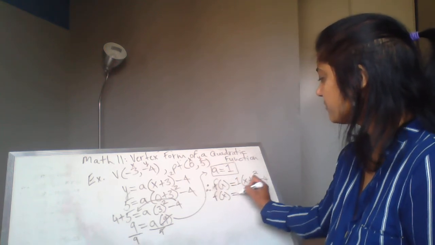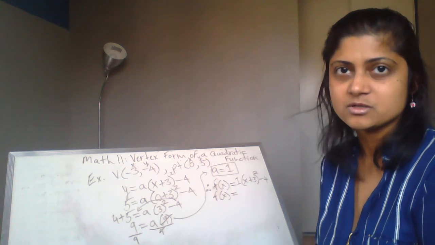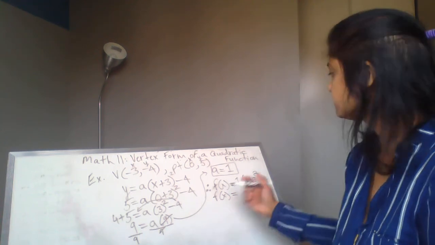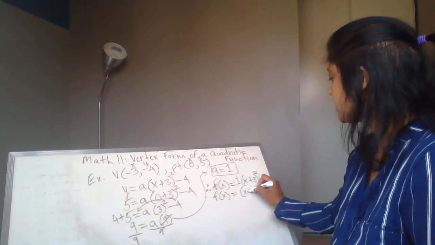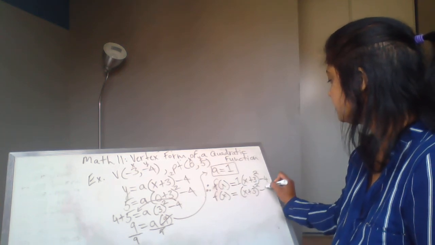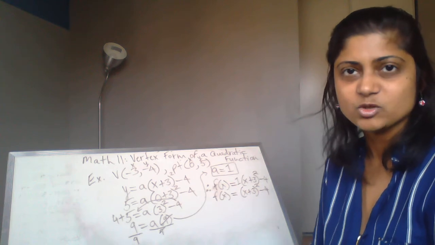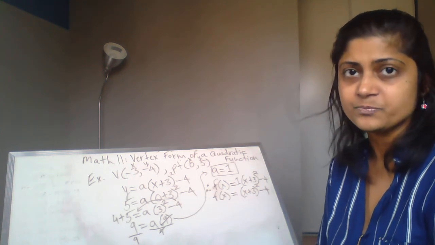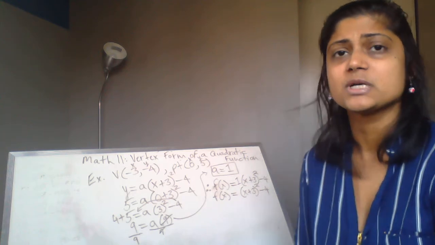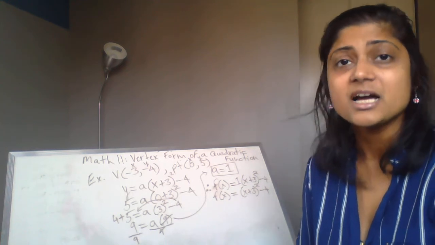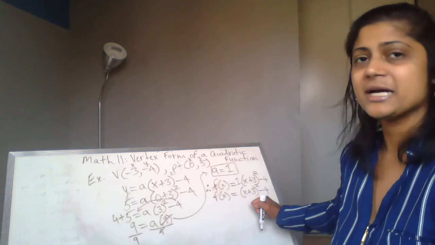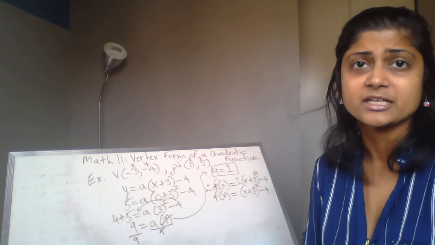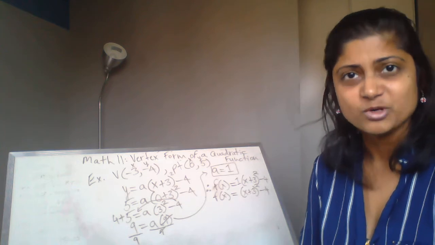You can put f of x. I can even just put y equals. A lot of teachers want to see f of x because it is a function. I'm just going to put x plus 3 squared minus 4, just like this. And I can see this is already in the vertex form. If the teacher says to change it back into the standard form, I can just expand my answer here. This vertex form can easily be changed back into the standard form of the equation.